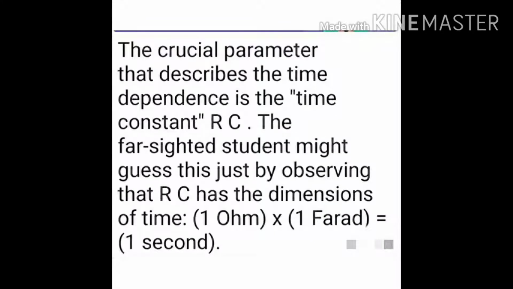So here I want to give you an explanation for question number 35. The dimension of RC is T, because the crucial parameter that describes the time dependence is the time constant RC. The far-sighted student might guess this just by observing that RC has the dimensions of time, because R means resistance, unit is 1 ohm, and C is capacitance, unit is 1 farad. If you multiply 1 ohm by 1 farad, you will get 1 second. So we put the dimension of RC as T.